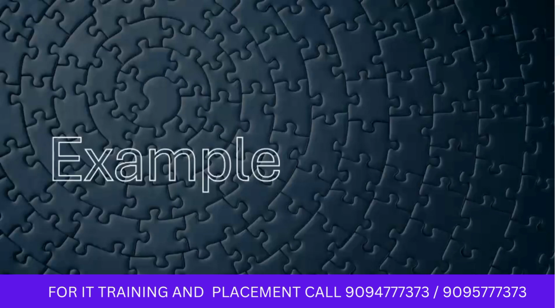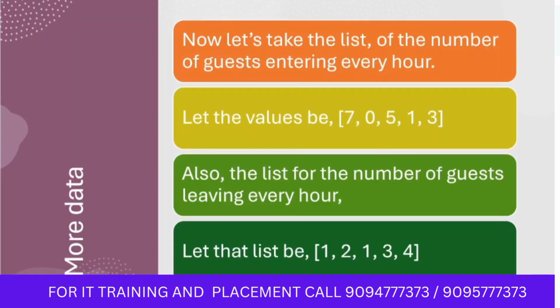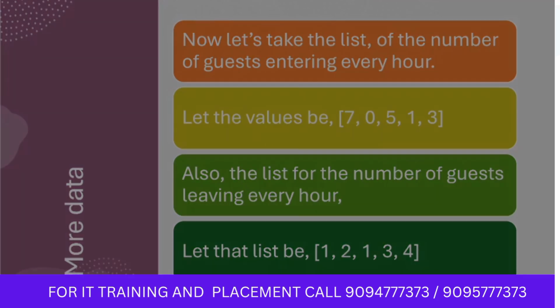Let's take an example. Let's consider the party is of 5 hours. So, variable time contains value 5. Now, let's take the list of number of guests entering every hour, which contains 5 values. And the values are 7, 0, 5, 1, and 3. Similarly, ask the user to enter the values for guests leaving the party every hour. And let these values be 1, 2, 1, 3, and 4.